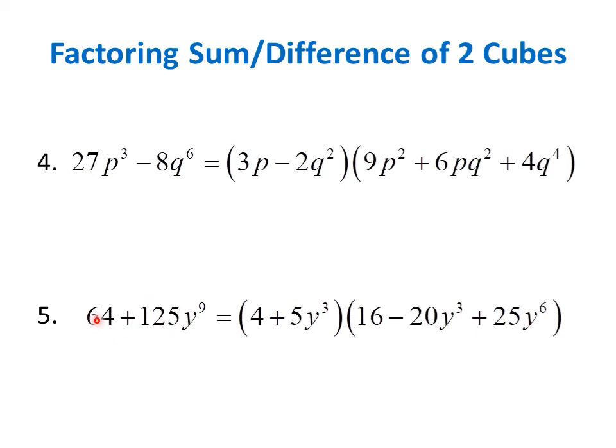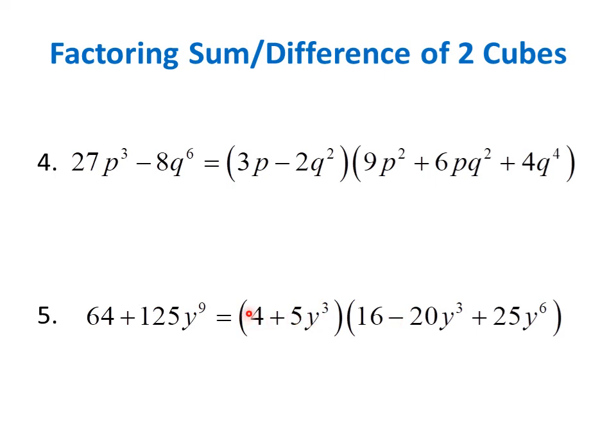Okay, to factor, let's get the cube root of 64, that's 4. Cube root of 125 is 5. Cube root of y to the 9, so you simply divide the exponent by 3 because it is cube root. So you get y cubed. Okay, since you have here plus, the operation in the binomial factor is plus. Okay, to write the trinomial factor, first we get the square of the first term in the binomial factor. So 4 squared, 16. Since you have here plus, the sign of the second term is minus, opposite.